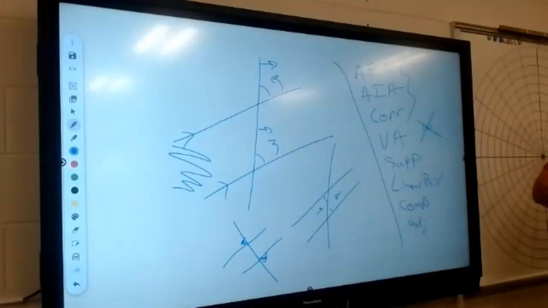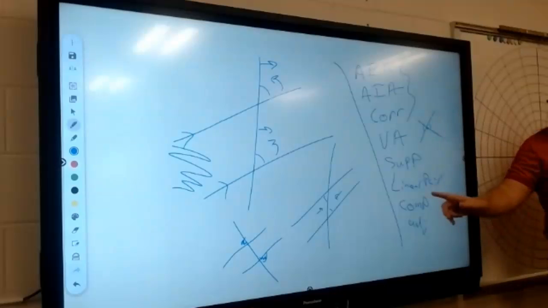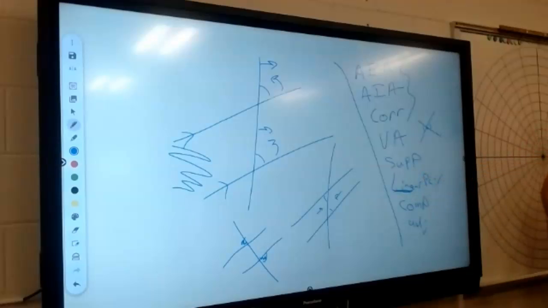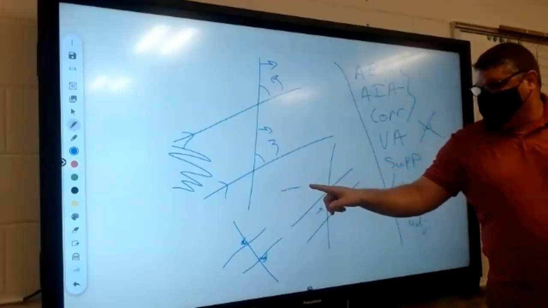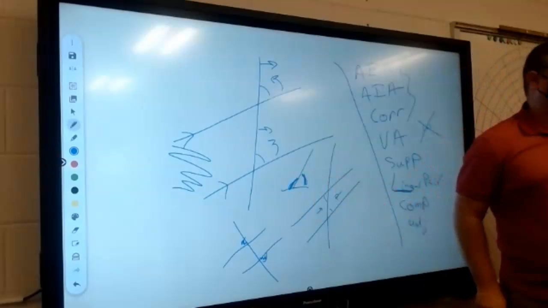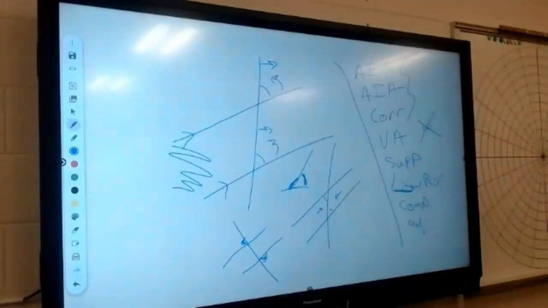Okay, how about a linear pair? What is a linear pair? It makes a line, correct? So for example, this right here is a linear pair. This and that make a straight line, don't they? By the way, if they make a straight line, what do they add up to? What do the two angles add up to?